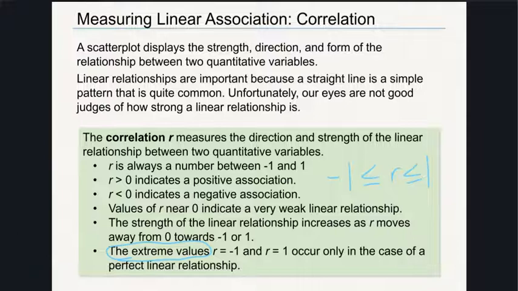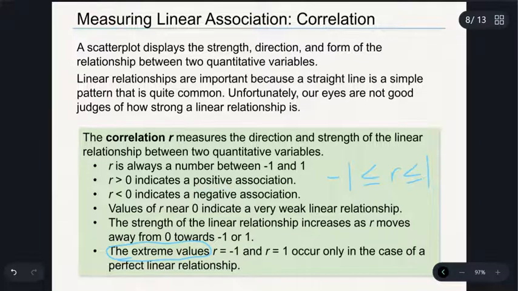So a -1 means you have a perfect negative correlation, and a +1 means that you have a perfect positive correlation. So what does it mean for R to be above 0 and below 0? Well, as we talked about, above 0 means R is positive. That's a positive association.